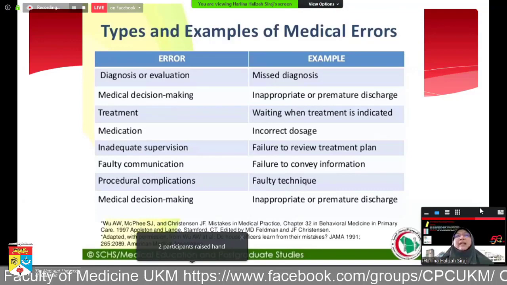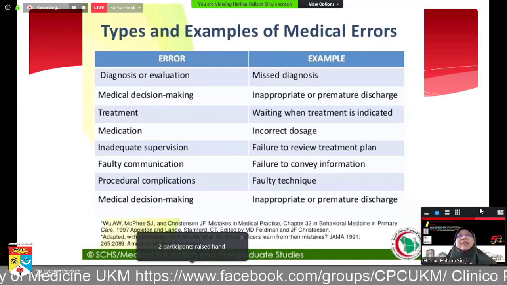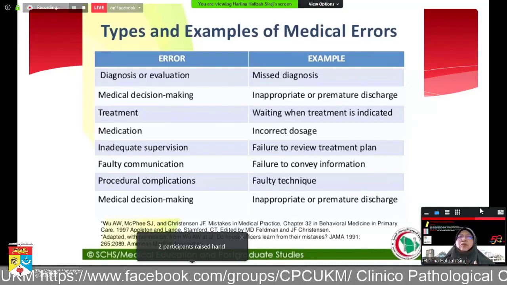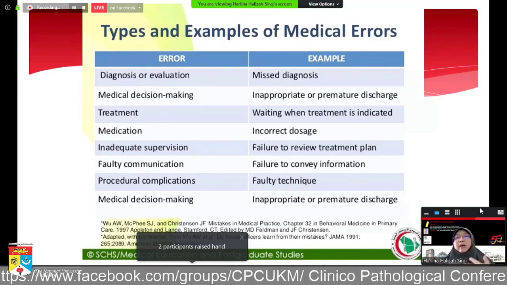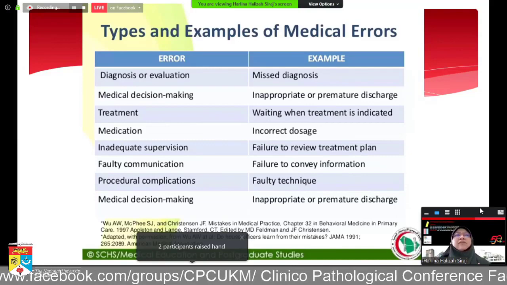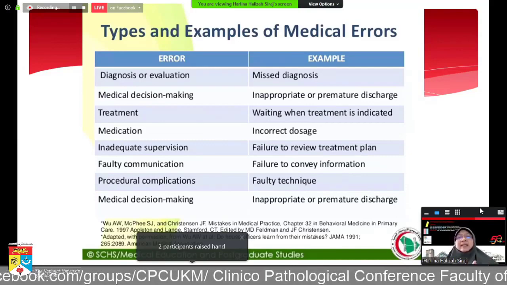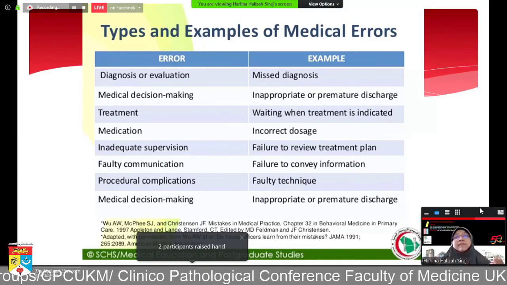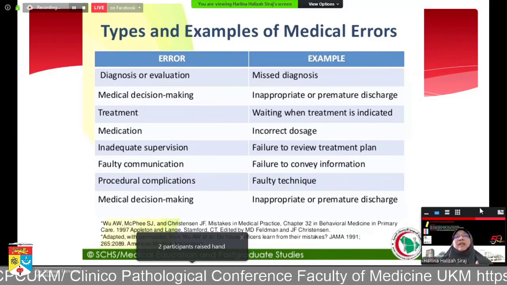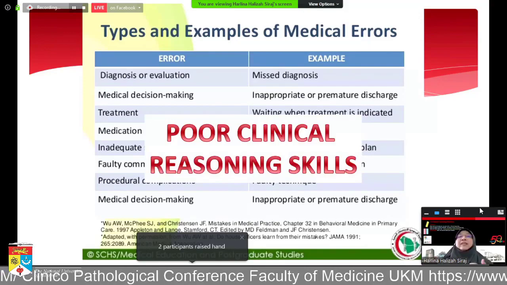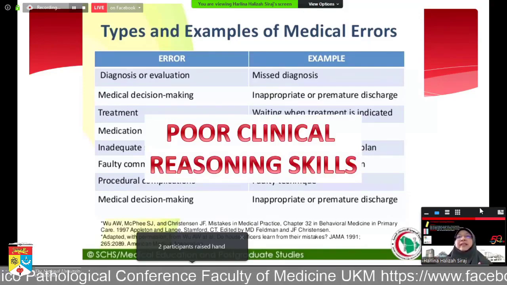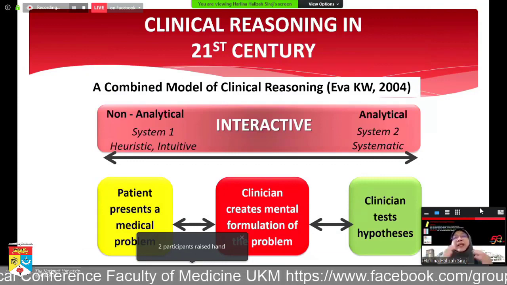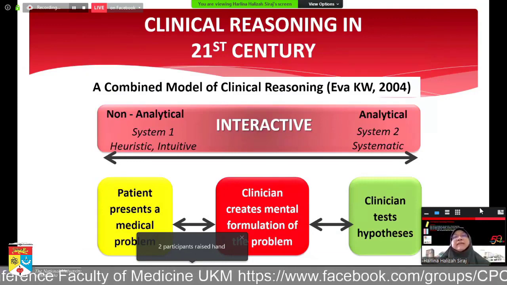Of course, we have heard about medical errors in making diagnosis, in making decisions, either the patient should be admitted or should be discharged, the kind of treatment, when to actually start the treatment, the medication, sometimes the dosage is incorrect. So we might even have inadequate supervision and faulty communication, and all these are reflective of poor clinical reasoning skill. So basically, this is just a glimpse of the theoretical aspect of clinical reasoning.